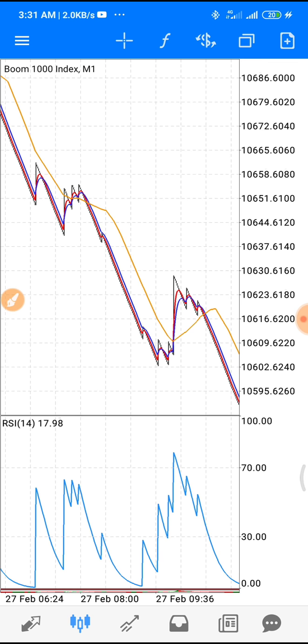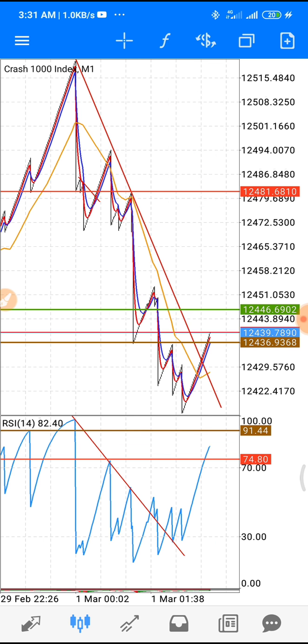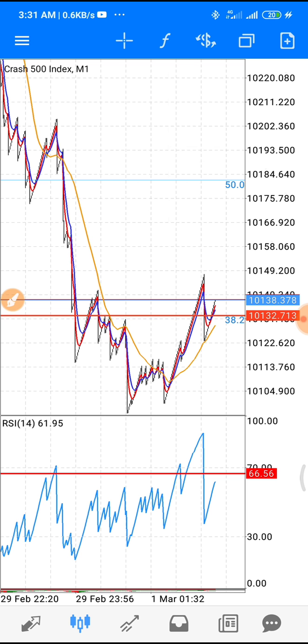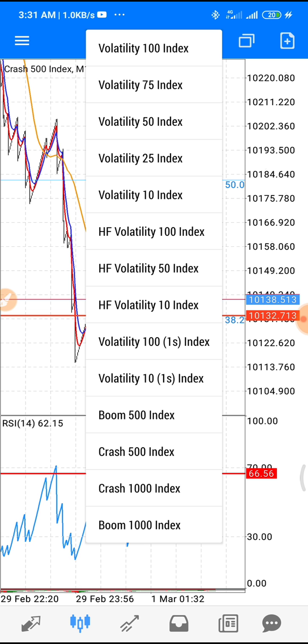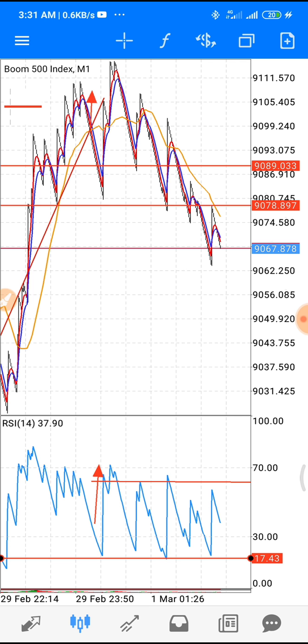Are we on any trade? Okay, no. Let's see if there's anyone we are expecting. We are expecting crash 1000. Okay, we are expecting it to get to this level and take a sell. And we are expecting boom 1000 also. Let me check crash 500. Crash 500 is not having any definite shape for now, according to the strategy. Boom 500 also no shape for now. Maybe if it gets to this zone again, we can take a buy in this zone.